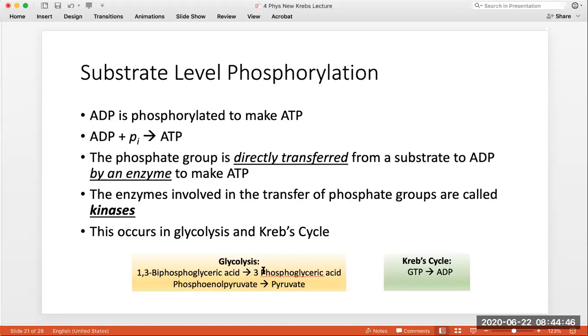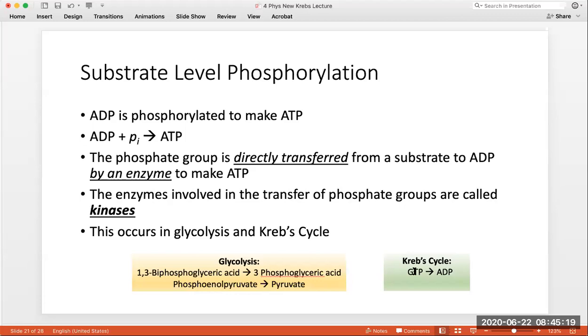So those are the two places where substrate level phosphorylation happens in glycolysis. And in Krebs cycle, there's only one step where you make ATP. Initially, remember, the phosphate group is pulled out of the matrix and added to GDP to make GTP. And then the phosphate group is pulled off of GTP and added to ADP to make ATP. So this is substrate level phosphorylation because the phosphate group that's used to add to ADP comes off of GTP.